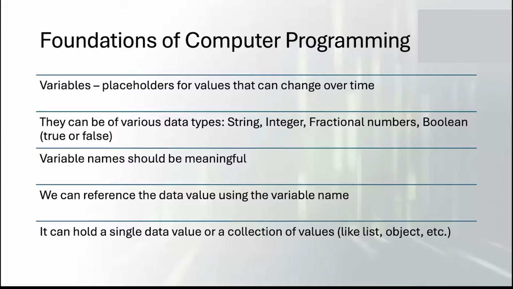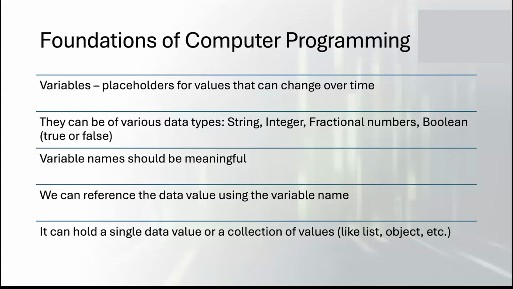And variable names should be meaningful when you try to write the program. So, for example, using count rather than just I or J, so that when you read the program later on, you will understand what this particular variable is referring to. And variable names can be used to reference the data values. It can hold either a single data value or a collection of values, like a list of values or an object of various different fields.